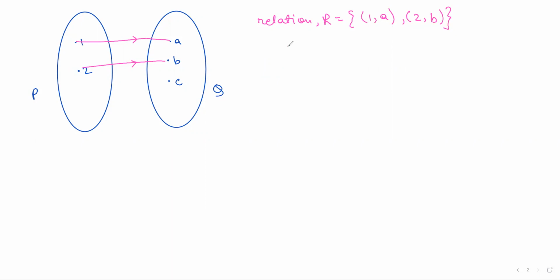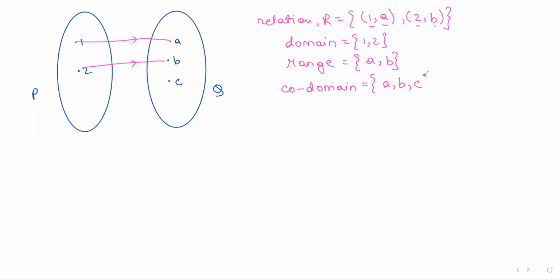By observation, we can see that the domain is equal to the first elements of the ordered pairs, which is 1 and 2. Range is the images or second elements of ordered pairs, which is A, B, and codomain is all the elements of Q, the second set, which is A, B, C. By observation, the domain is equal to P in this case of relation R.